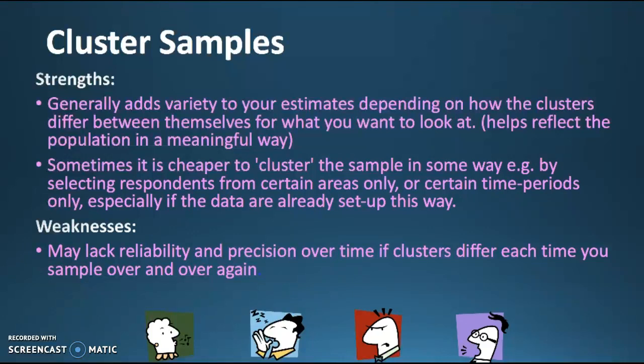It's sometimes cheaper to cluster the sample by selecting respondents only from certain areas and then splitting them up again and again, or certain time periods, especially if the data are already set up that way. The weakness is it may not be as reliable, and precision over time, if clusters differ each time you sample over and over again. Sometimes they change a little bit, because what if that person leaves the cluster and you split it again and they're not in there anymore? That can definitely happen, so you have to be on the lookout for that.